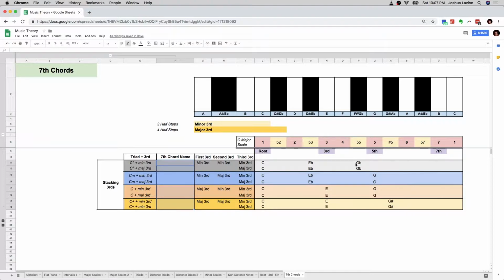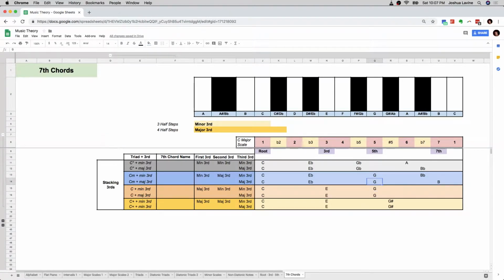So let's begin. Starting from this note, let's add a minor third, and a minor third is 3 half steps. So we're going to go 1, 2, 3, and that is A. Now from the same note, we're going to go 1, 2, 3, 4. That is a major third, and that note is B flat. Now from this note, we're going to go a minor third, 1, 2, 3. That's B flat. And from the same note, 1, 2, 3, 4. That is a B.